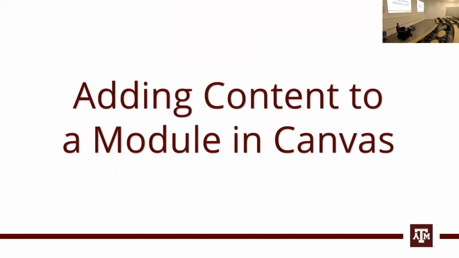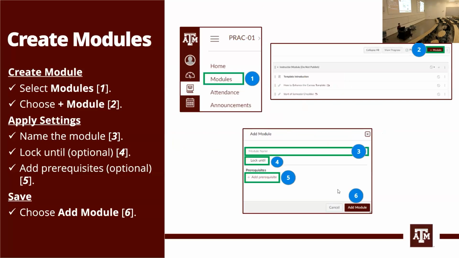So let's talk about how we add that content to a module. First, what you have to do is create that actual module. So you create the module by going to the modules tab, click add module, name your module, and we're going to talk about the different options you can do. So I am going to show you how this looks from a course perspective.